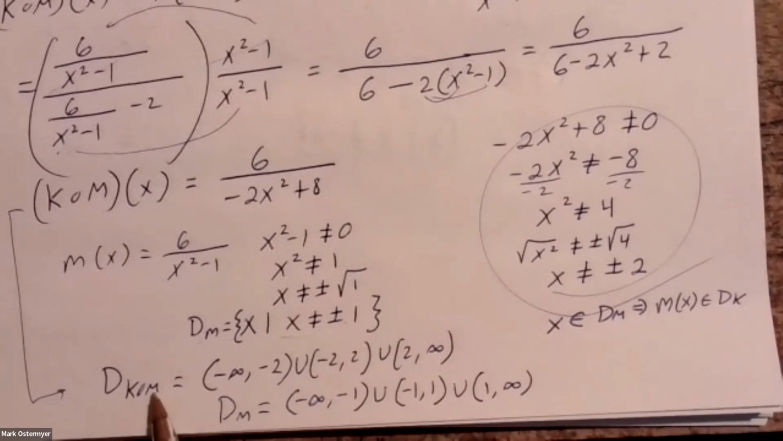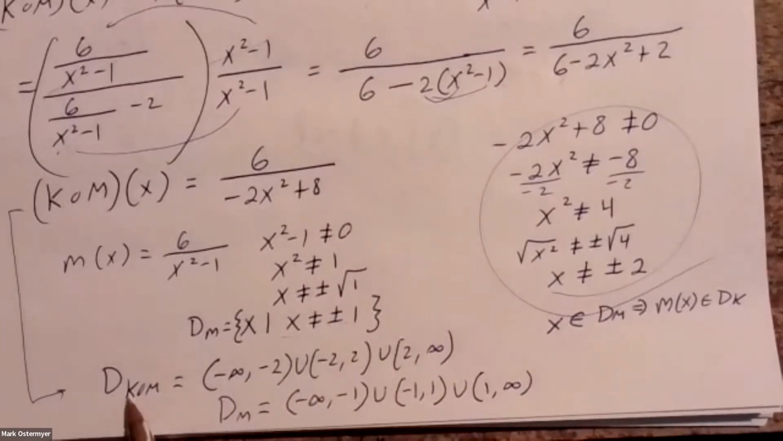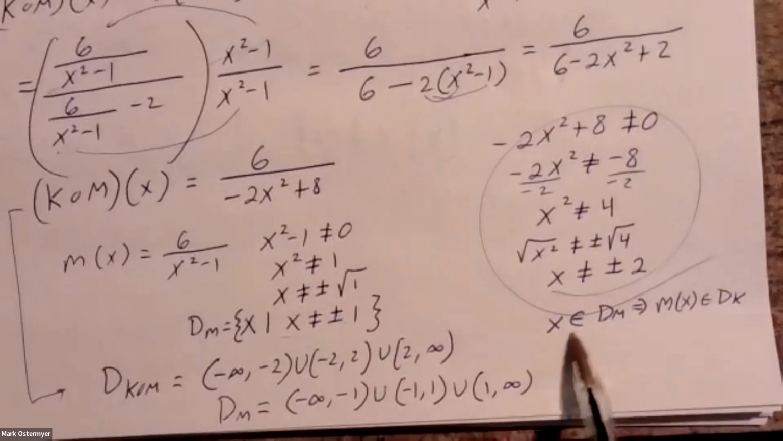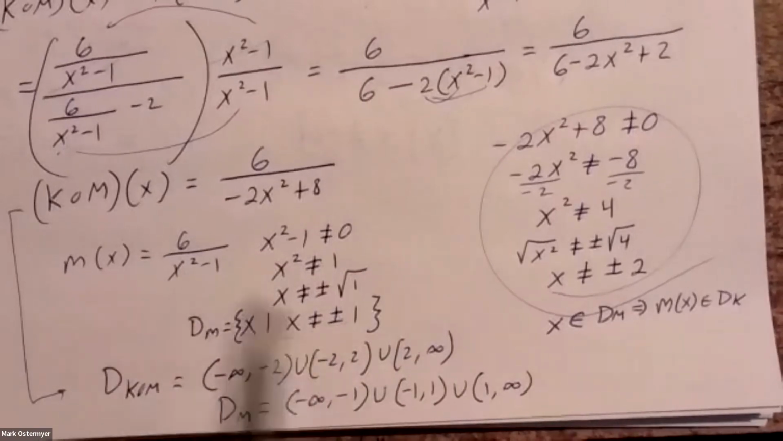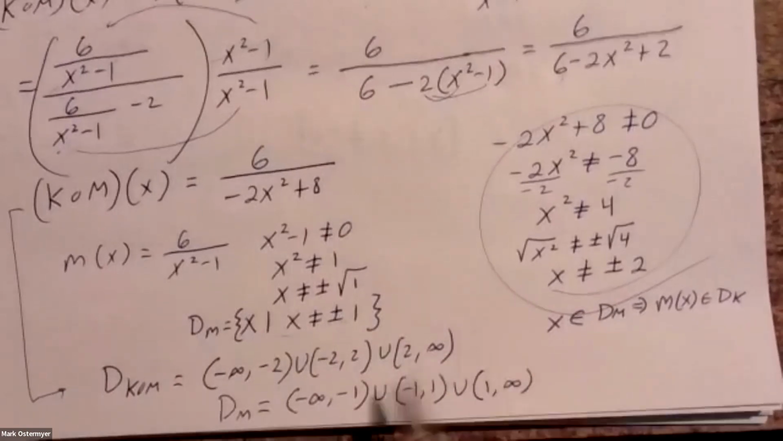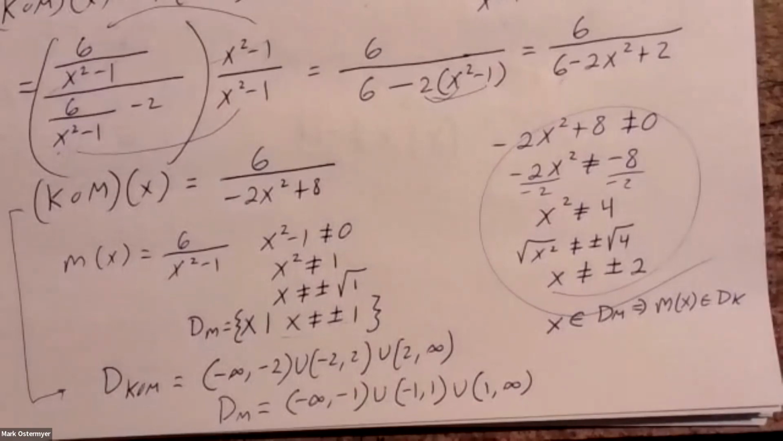So the domain of k composed with m cannot just be this set here. Why? Because 1 and negative 1 are found in this set. And 1 and negative 1 cannot be in the domain of this function k composed with m, because positive and negative 1 are not even in the domain of function m. All right? Function m does not have 1 or negative 1 in its domain. So we have to exclude those, and we have to toss them out. But we can also not have what? We can't have 2 or negative 2 in our sets either.